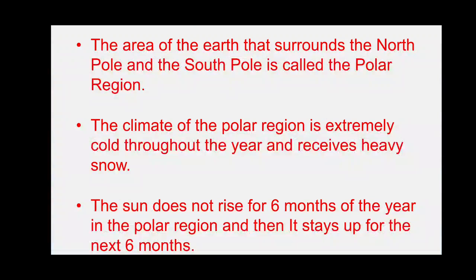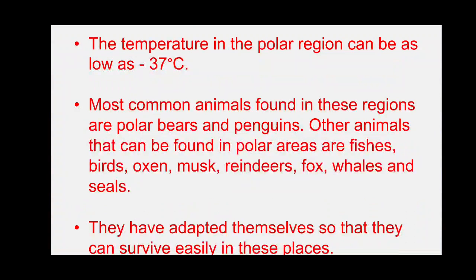The area of the earth that surrounds the North Pole and South Pole is called the polar region. The climate of the polar region is extremely cold throughout the year and receives heavy snow. The sun does not rise for 6 months of the year in the polar region and then it stays up for the next 6 months. The temperature in the polar region can be as low as minus 37 degrees Celsius.